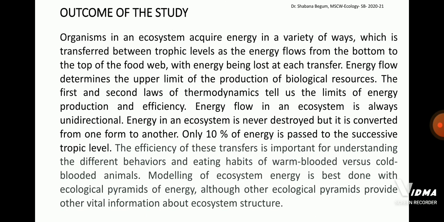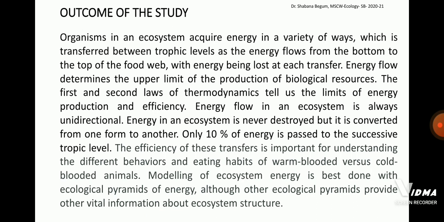What is the outcome of the study? Here you can see the organisms in an ecosystem acquire energy in a variety of ways, which is transferred between trophic levels as the energy flows from the bottom to the top of the food web, with energy being lost at each transfer. Energy flow determines the upper limit of the production of biological resources. The first and second laws of thermodynamics tell us the limits of energy production and efficiency. Energy flow in an ecosystem is always unidirectional, and energy in an ecosystem is never destroyed, but it is converted from one form to another.